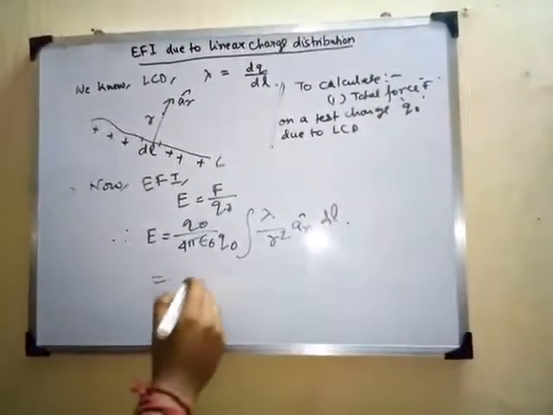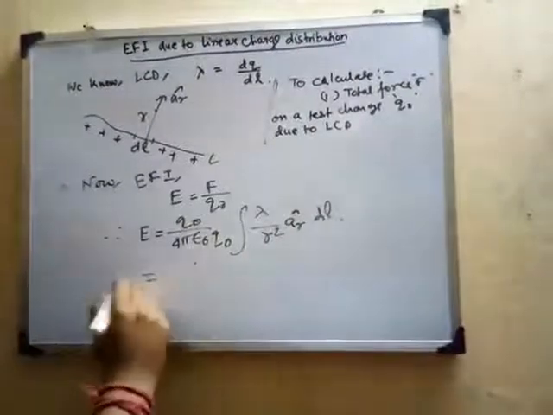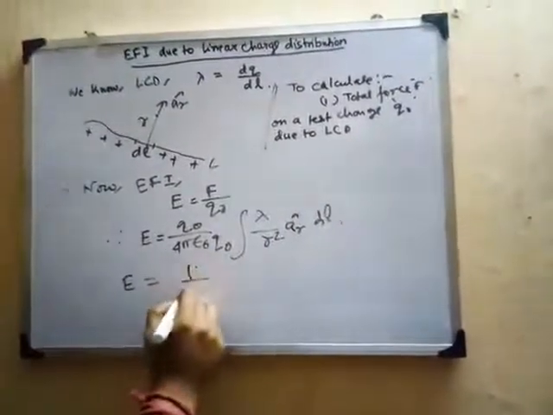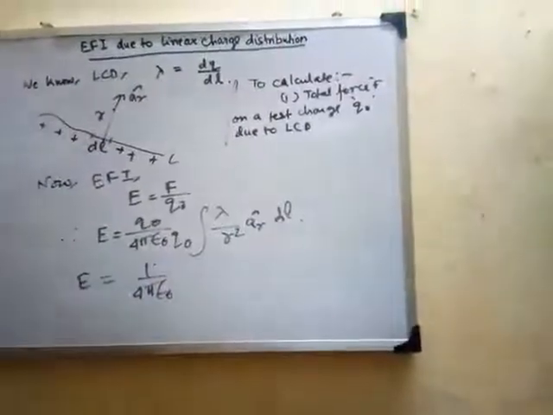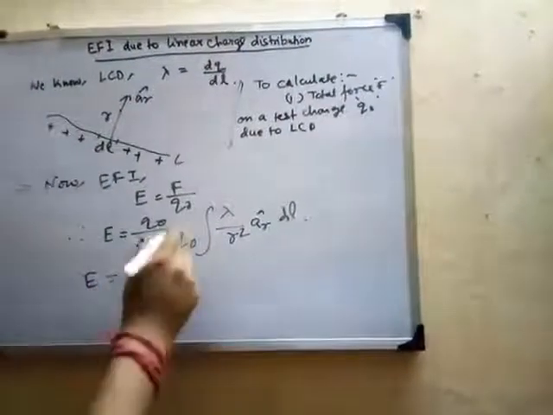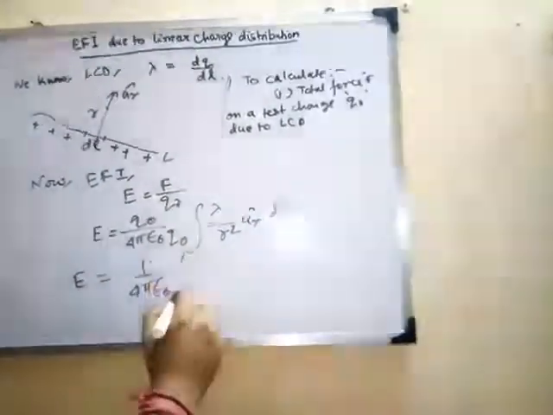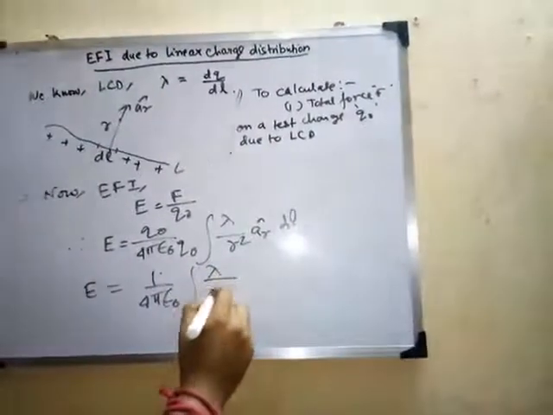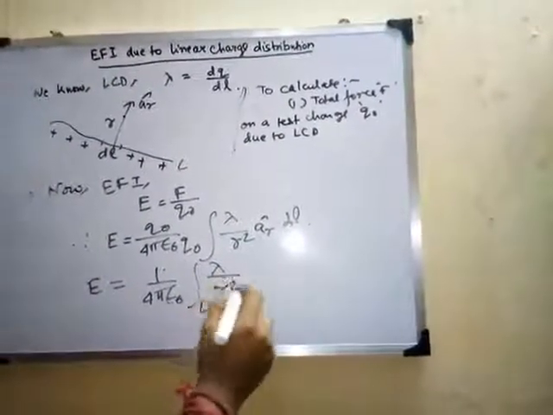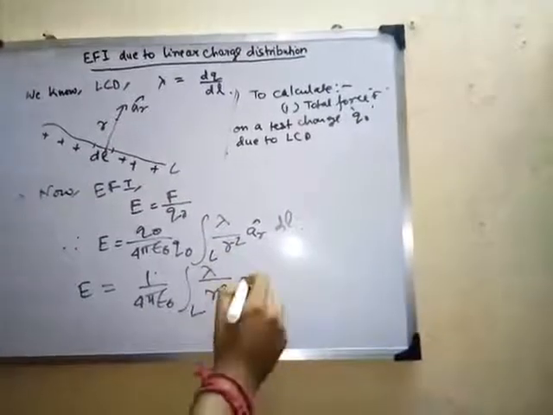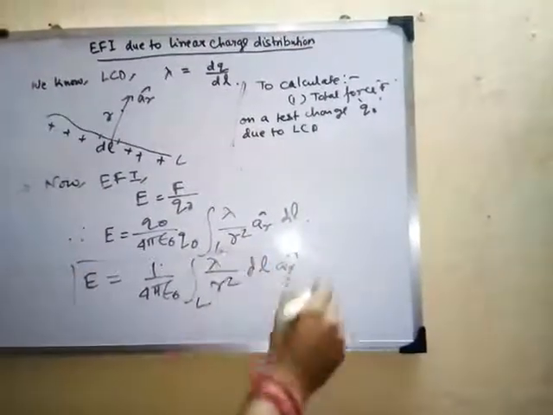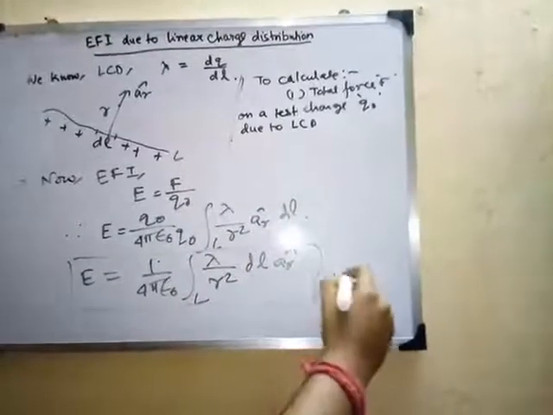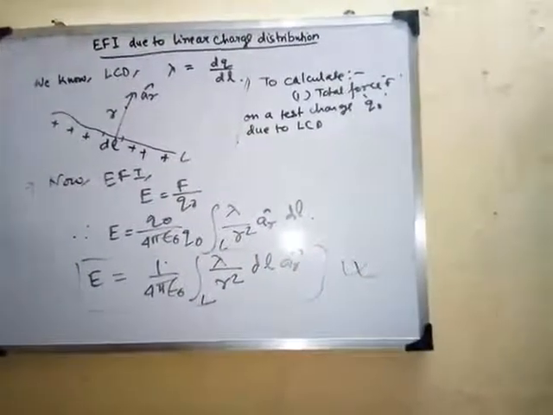Or we can conversely write E equals 1 by 4 pi epsilon naught, and so we can have this expression, q naught will get cancelled out, so this will equal integral of lambda by r square. Of course these are line integrals, so dl ar. So this is your expression for EFI due to linear charge distribution, right?